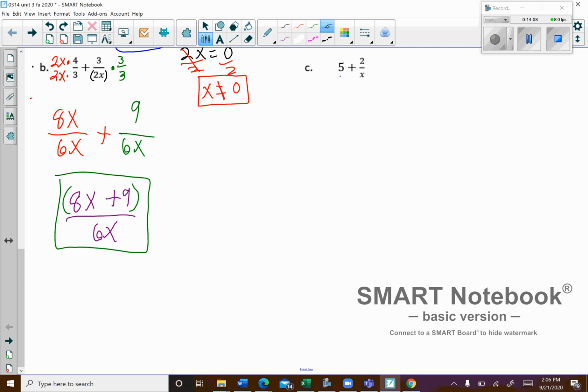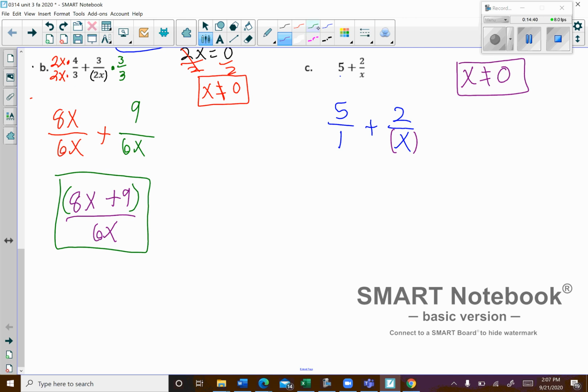Okay, looking at C, let's see, we have 5. I'm going to put that over 1 plus 2 over x. If one is a whole number, I like to make them both fractions, even if it's just a 1 right there. So I do have a denominator with the variable. It's just x, so x cannot equal 0. That's going to be my excluded value, because if I let x equal 0, I'd get 2 divided by 0, and that would be a problem.